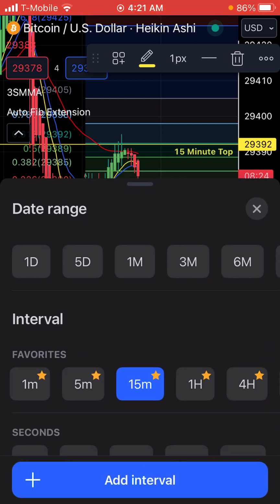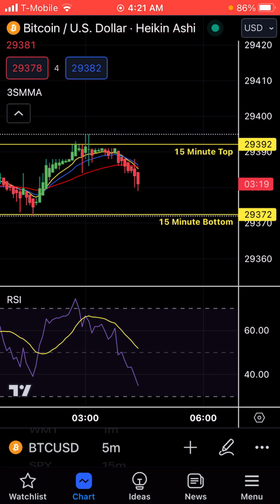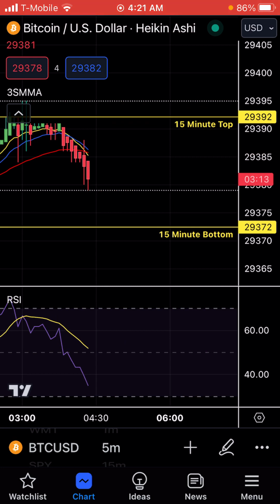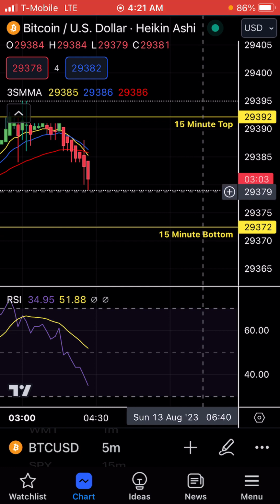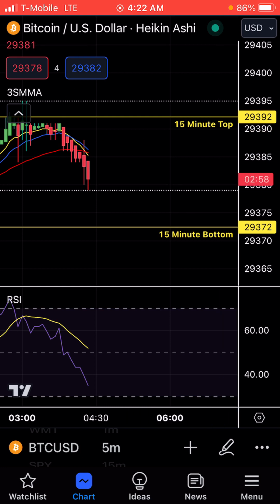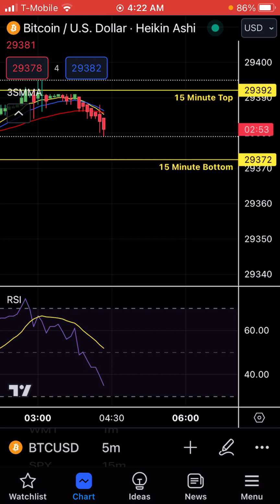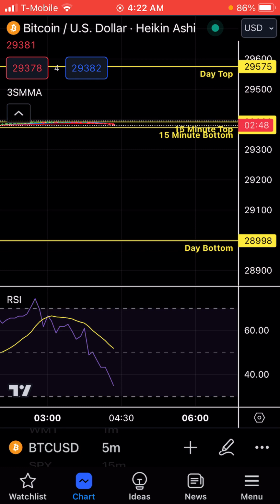But if I'm doing any kind of trades, I can then turn off the auto extension here. We can look at it on the 5 minute, and we can basically say from that, if it goes anywhere near this 15 minute bottom, it's probably going to have a bounce. If it goes anywhere close to this 15 minute top, it's probably going to have a bounce down. And if it gets past this 15 minute bottom, it's probably going to go a little bit further down to the next level, which would be the day bottom.